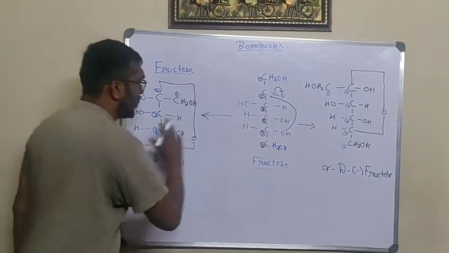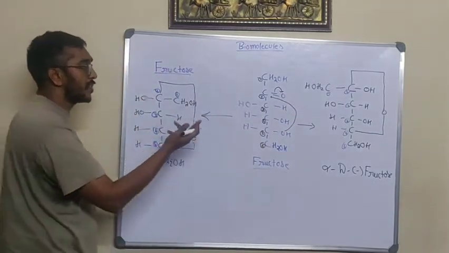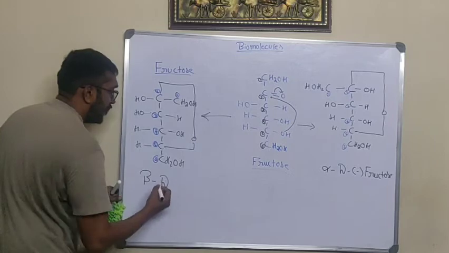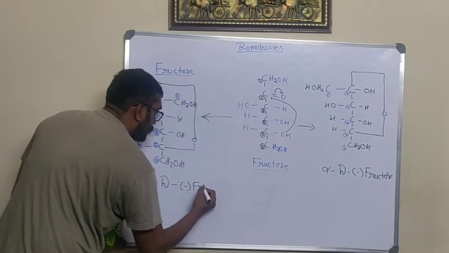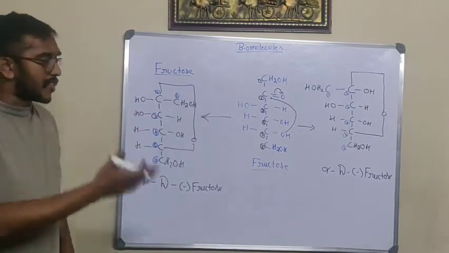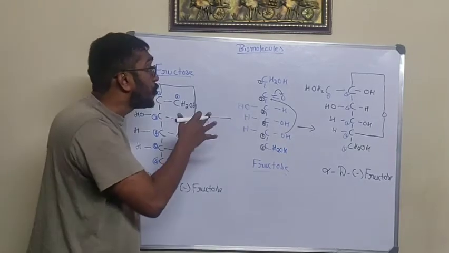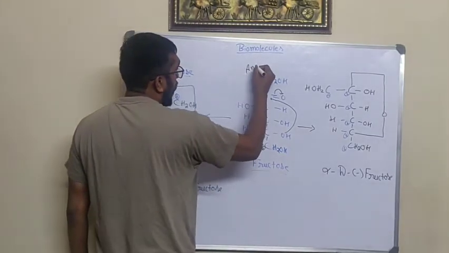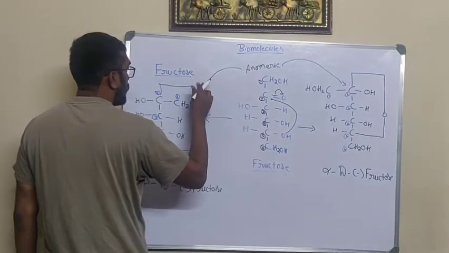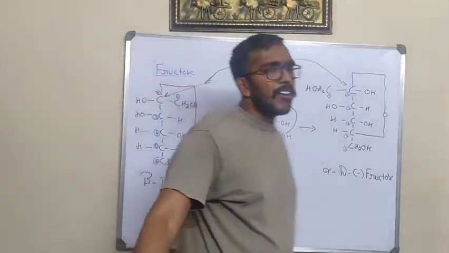What is the difference between these two? In the case of carbon 2, only a small swap or small change of orientation has taken place. This structure is known as beta-D-fructose. This is the cyclic structure of fructose, alpha and beta. These two are called anomers, and the anomeric carbon here, in the case of fructose, will be C2, because at C2 the position is changing. Clear? Very simple concept.